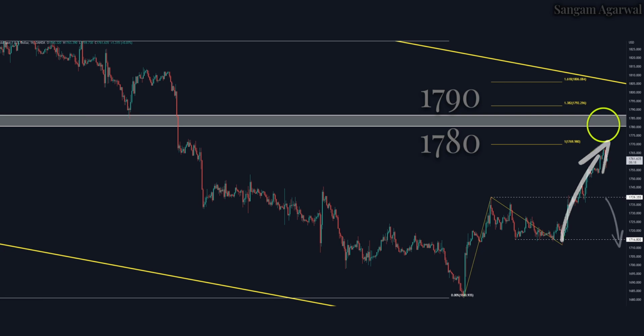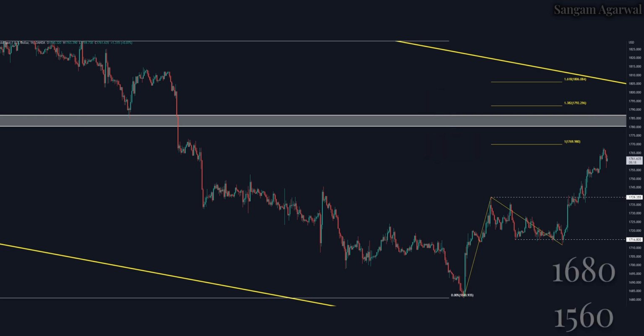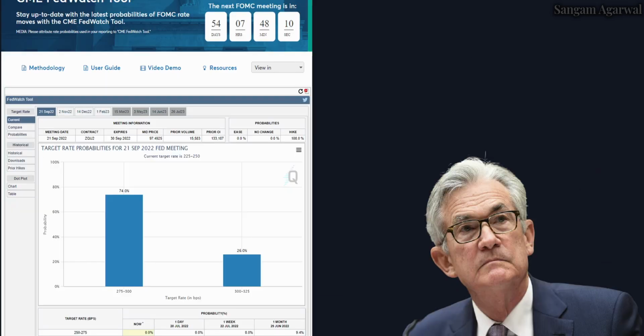And if price goes below 1714, then you can say that this time price will break 1680 and it will go up to 1560. And these things depend on fundamental news, because the next FOMC is 21 September 2022 and we have 54 days. Until that time, it can make a sideways correction and breakout or retest of this support and resistance.